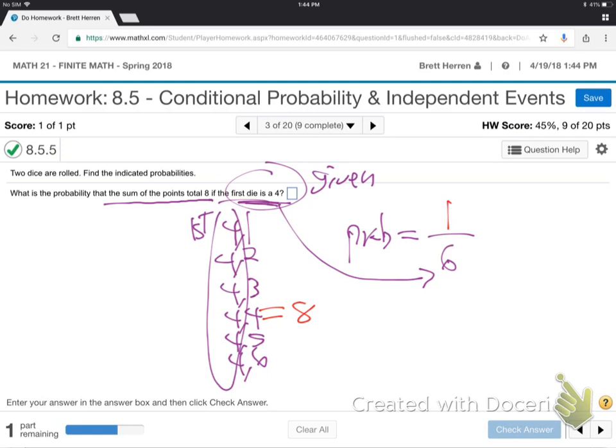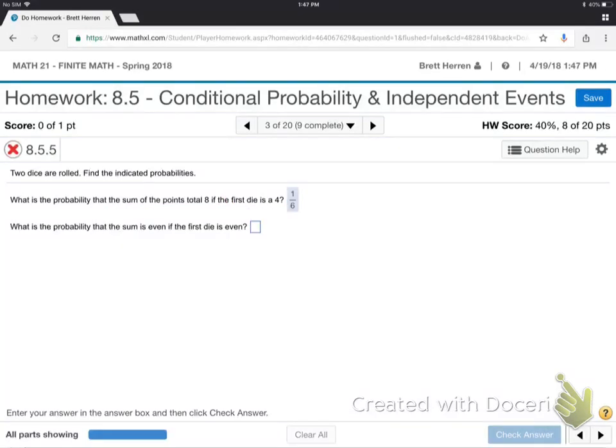How we doing? It's making sense? So it's conditional. They're given a condition. The condition is the first die was a 4. Good? All right. I'm probably going too slow. I need to get to those hard ones. Okay, try it out. What's the probability that the sum is even if the first die is even? So give that a try.